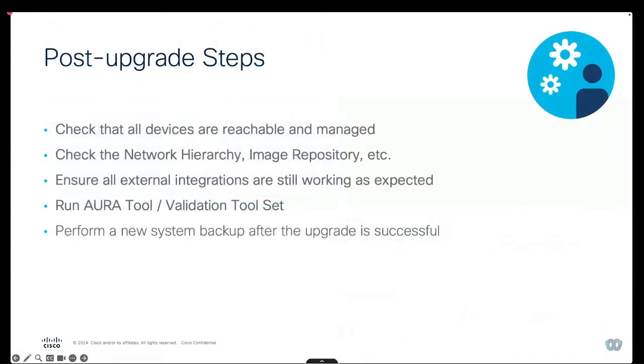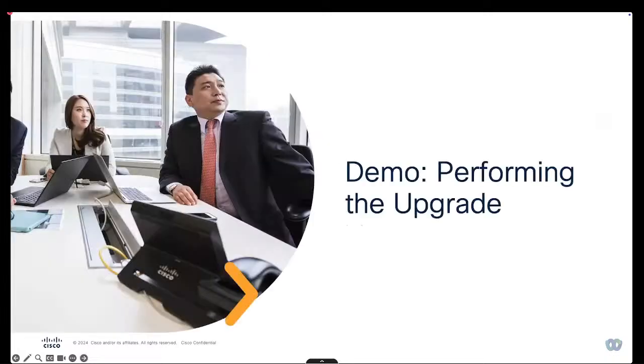There are a couple of post-upgrade checklists, such as the device management. Verify that all your devices are managed and reachable from this Catalyst Center. Review a little bit on the configuration and integrations. Make sure that all these configurations have been applied and your integrations are up with your ISE and so on. And then review the system health, right? If it's possible, we run the Aura tool or the validation tool and make sure that everything is good, and also perform a new backup of your Catalyst Center configuration as this is completed, just to make sure you have the latest backup. Okay, now I will hand off to Casey.